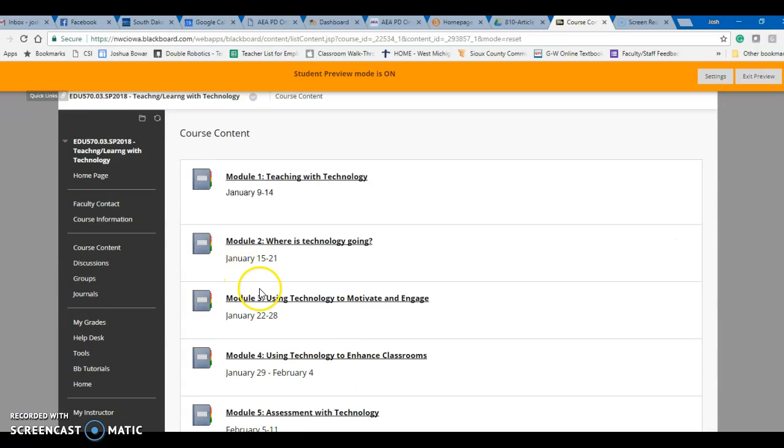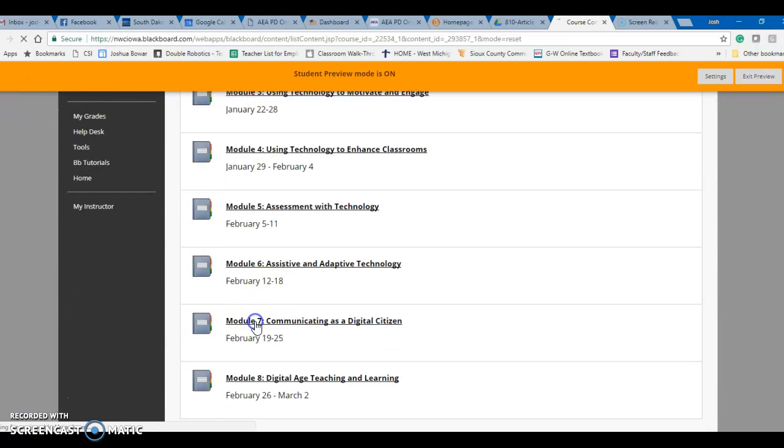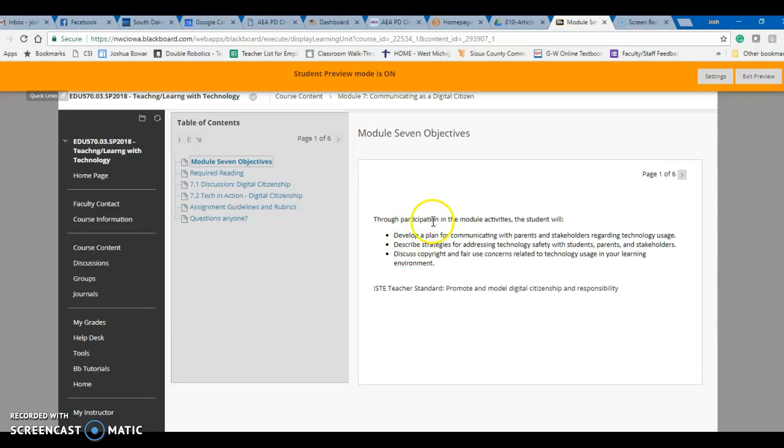Looking at Module 7, Communicating as a Digital Citizen. Through participation in the module, you will develop a plan for communicating with parents and stakeholders regarding your tech usage, describe strategies for addressing technology safety, and discuss copyright and fair use.